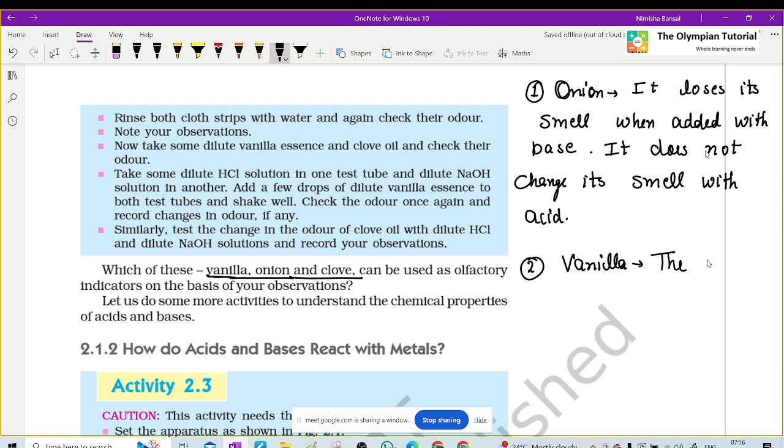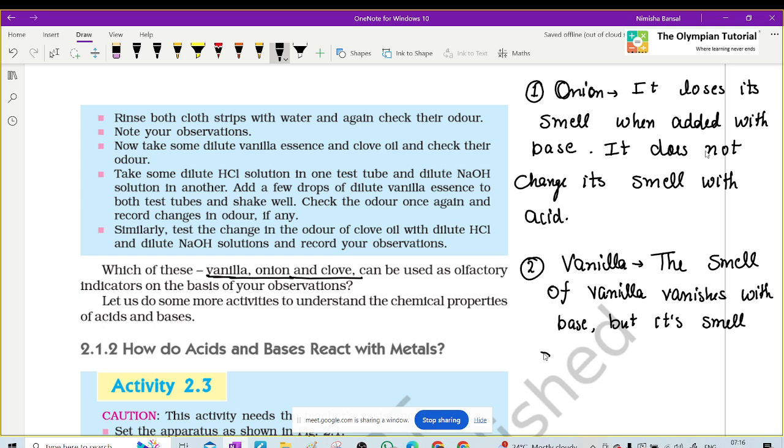Firstly we will write: the smell of vanilla vanishes with base, but its smell does not vanish in acidic medium.